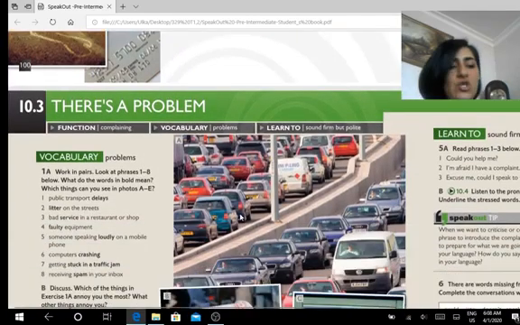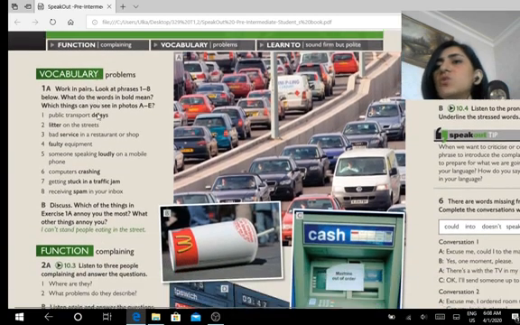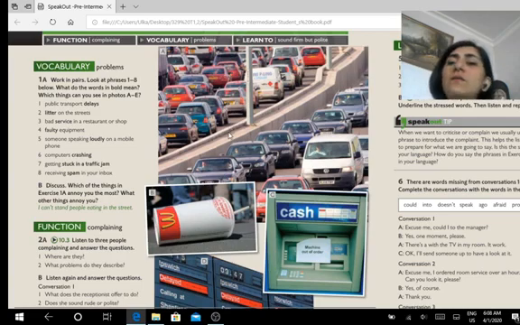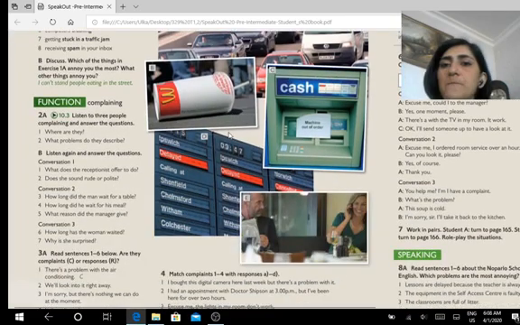It's page 101. There is a problem. Let's see what problem there is in these cities. We talked about the crime problem, but these might be minor problems. Or we see here traffic jam. It's not a minor problem in big cities. And let's begin.